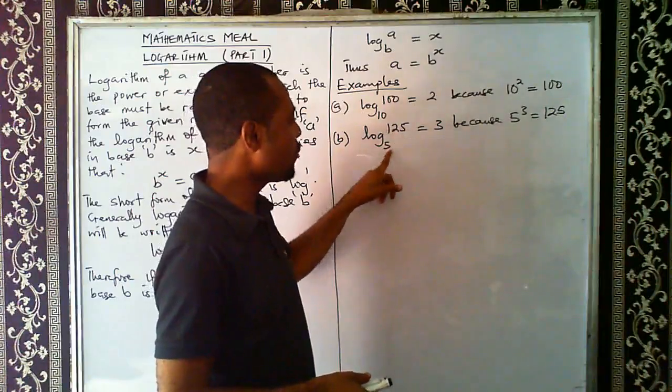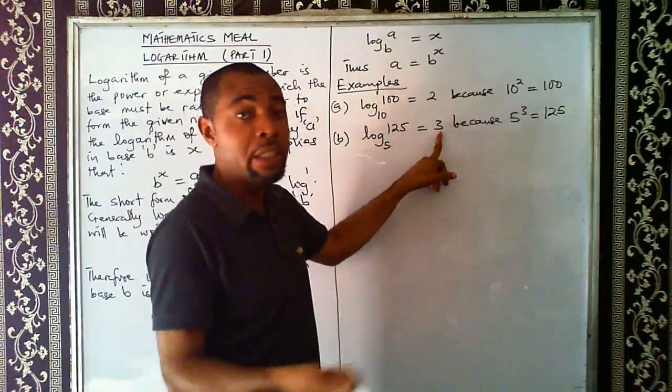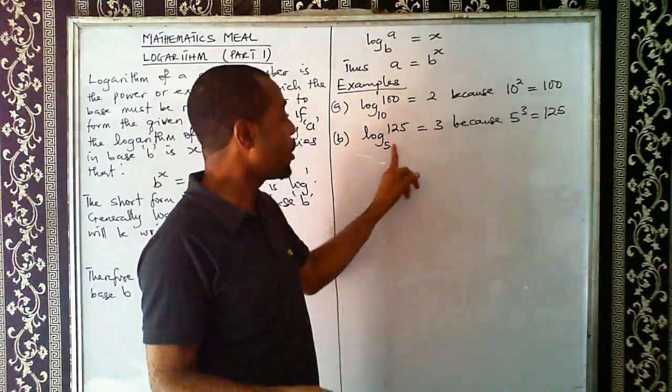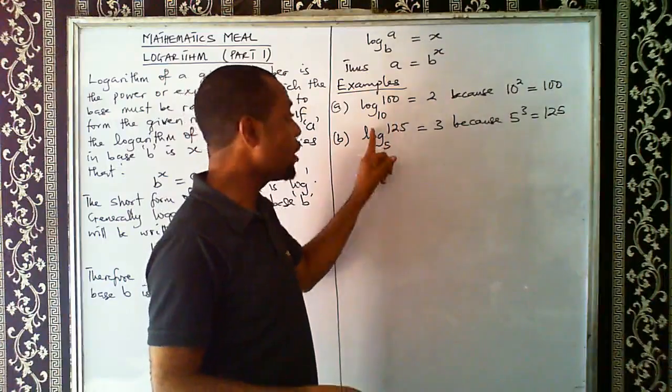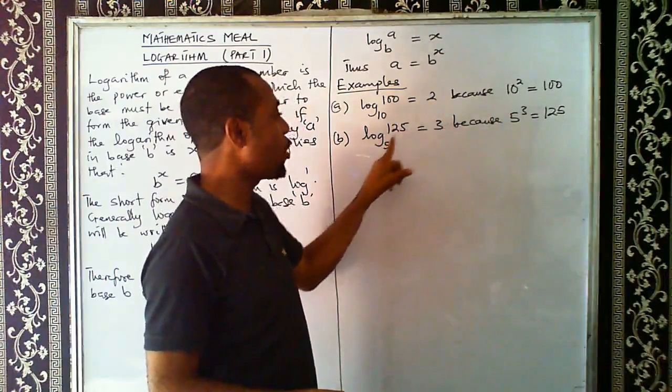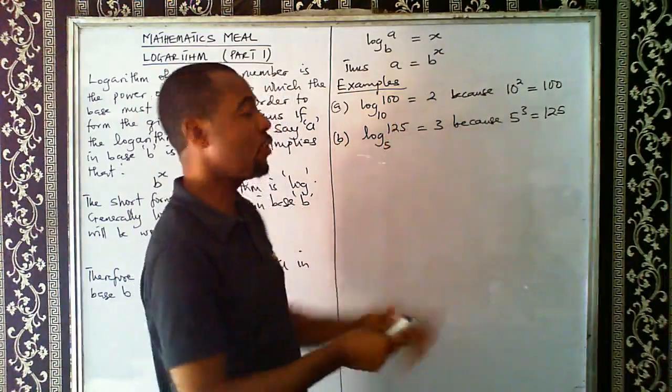Logarithm of 125 in base 5 cannot be 2. It cannot be 2, because if 2 becomes the power of 5, we cannot have 125. So logarithm of a number is what will become the power of the base to form the given number.